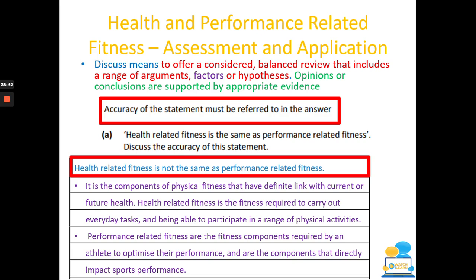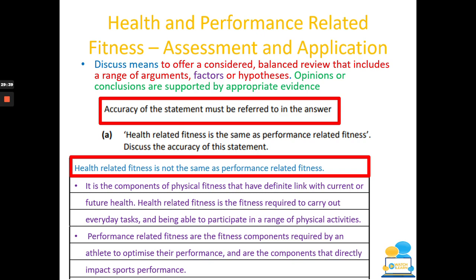And again, we're discussing, so we want to offer a considered balanced review that includes a range of arguments or factors, and then we want to also back up what we're saying with evidence. So firstly, we're going to answer the question we're being asked. Health-related fitness is not the same as performance-related fitness. Now, when we're offering a balanced review that includes the range of arguments, we're addressing why they might be seen as similar, but they're not the same, and including the factors that back this up.